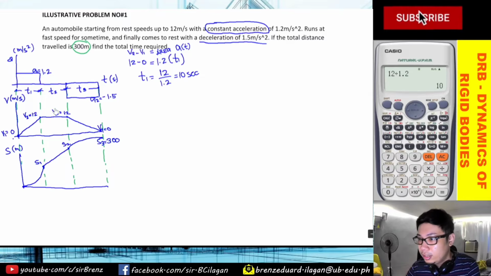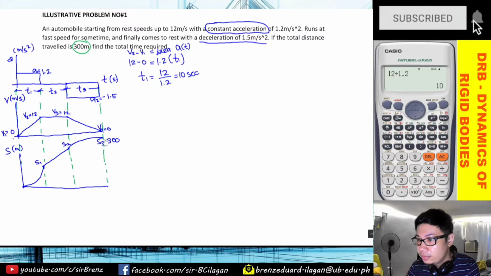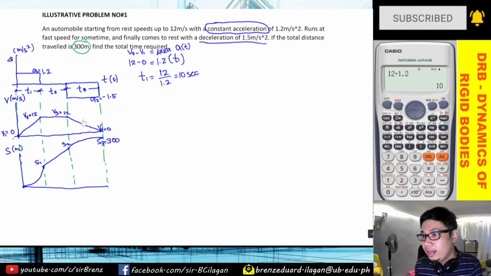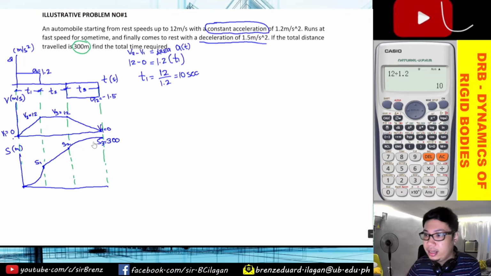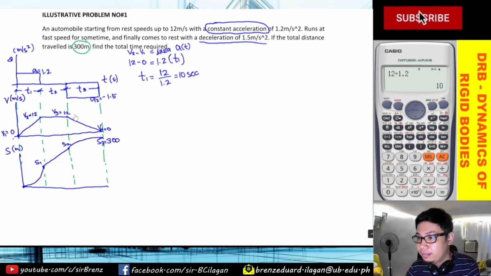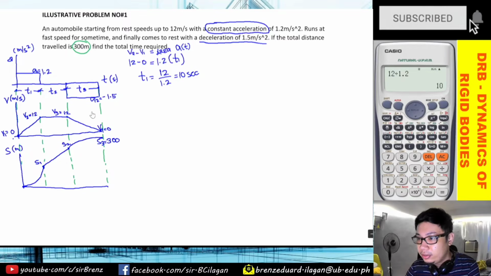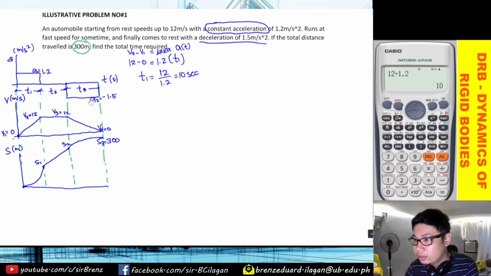Okay, so let's consider first these values. Ang gagawin natin, considering the displacement at 3, which is 300, and knowing na ito yung kanyang shear diagram, so mako-compute natin yung kanyang time 3. Okay, so let's consider this portion.